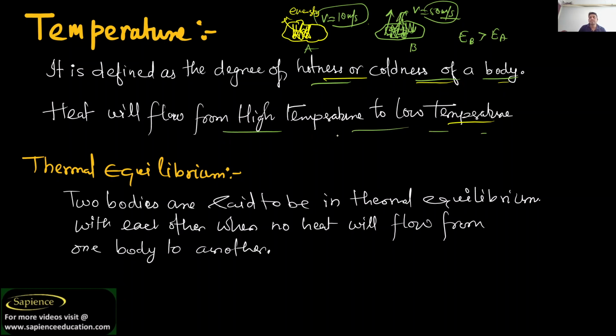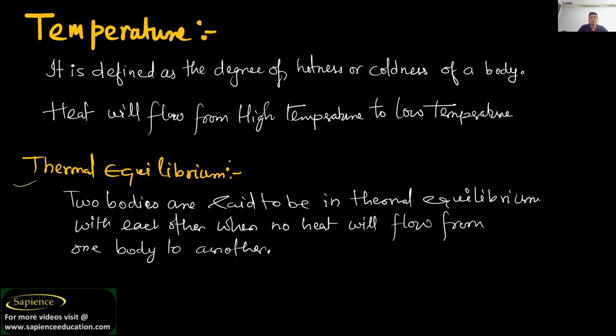One very basic and important thing is that anything will always flow from high to low level. If you talk about water, water will flow from high to low level only. We cannot see anywhere that water automatically flows from low to high. Similarly, heat also flows from high level to low level. I hope you have understood temperature now. I will also discuss the scales.